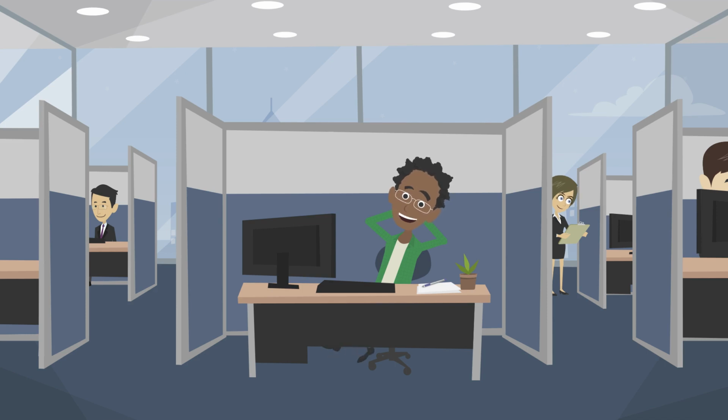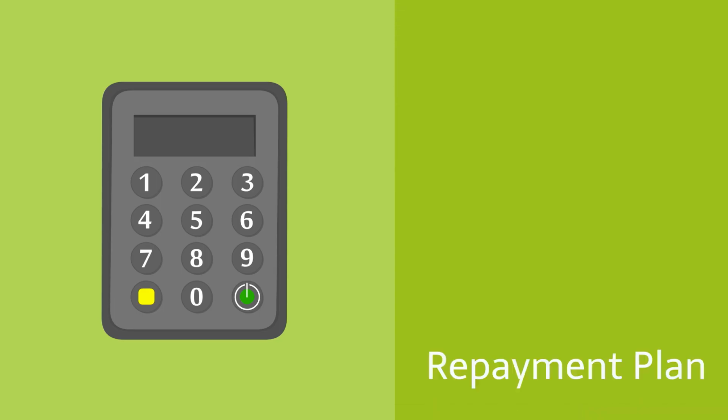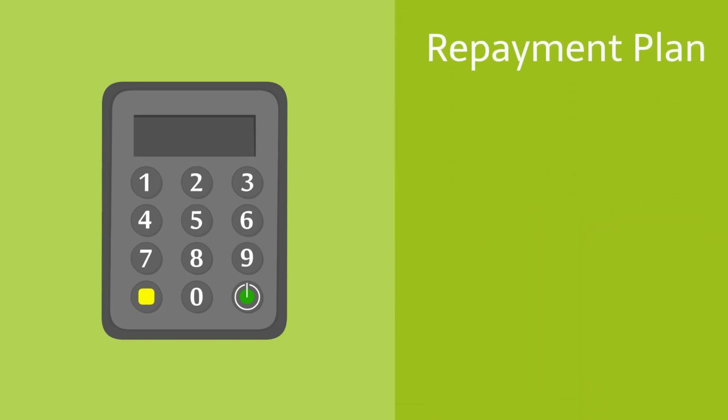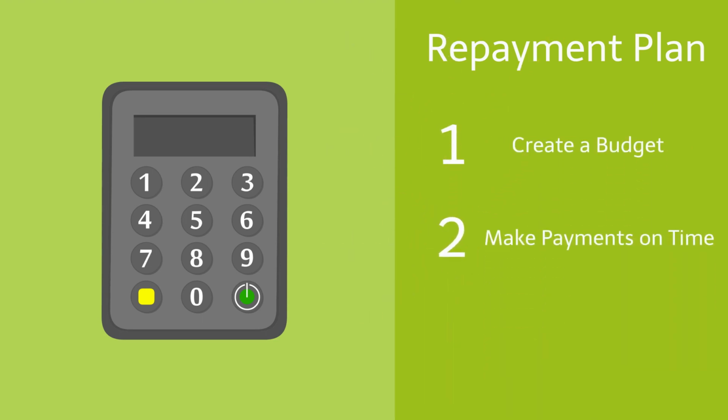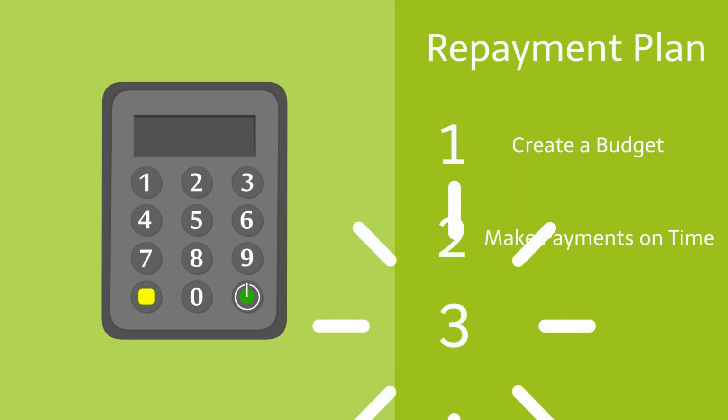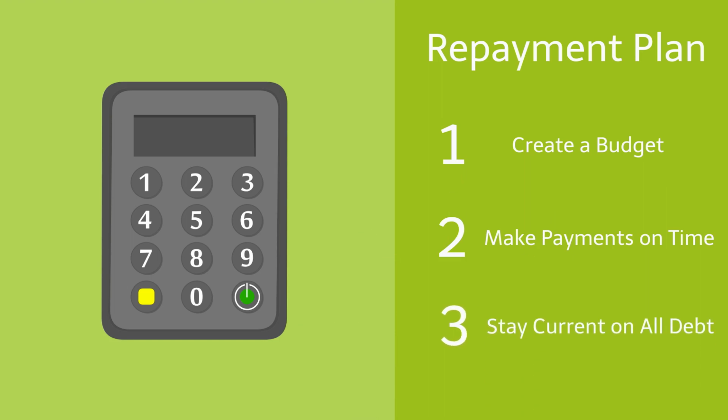It is important to understand exactly how much you owe after college so you can factor in your student loan payments into your monthly budget. Create a budget and begin making your student loan payments on time each month. Be sure to stay current on all debt to avoid going into default.